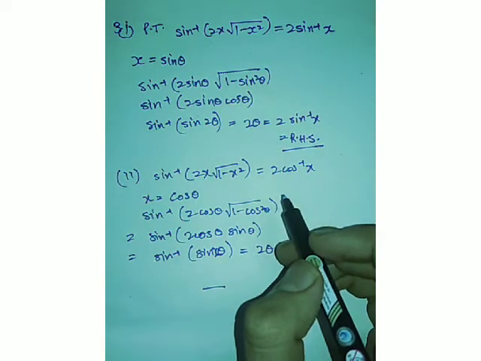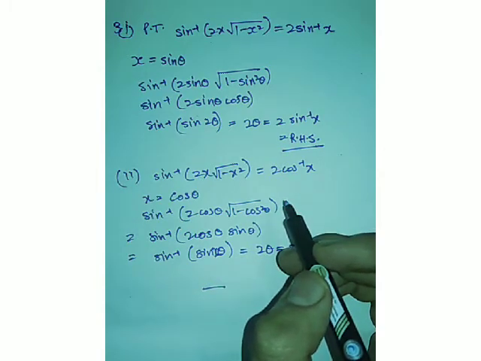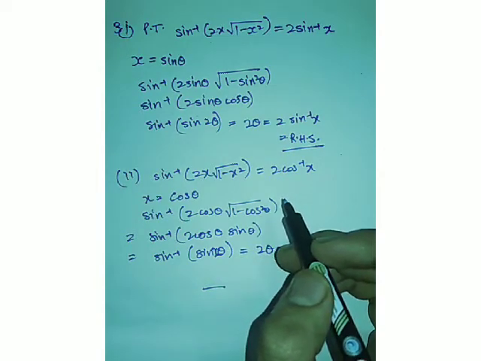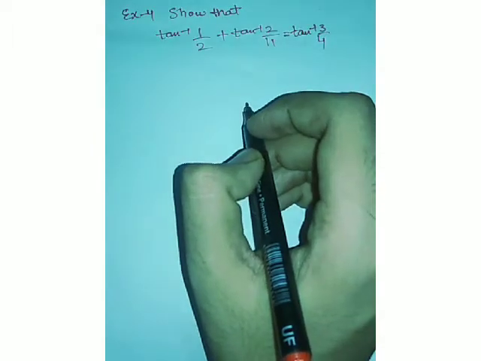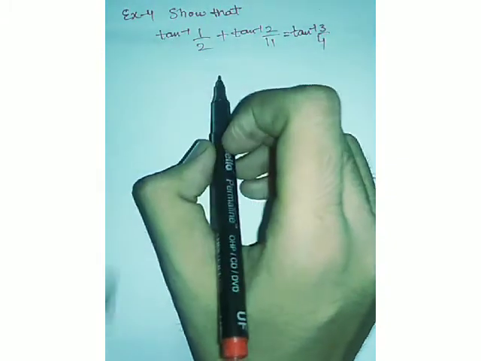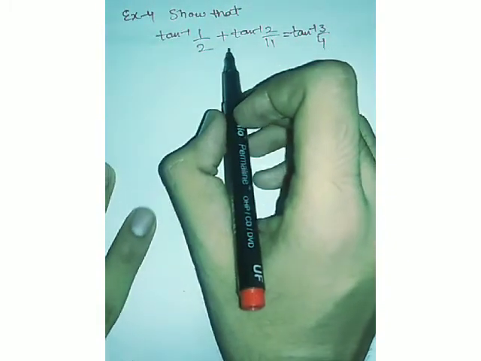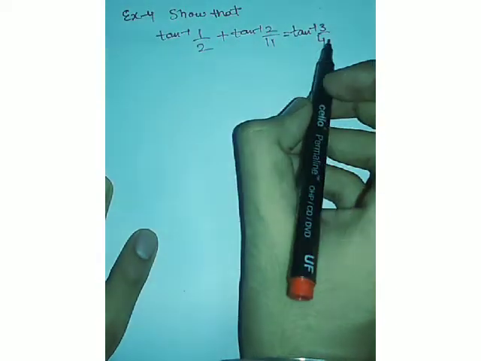You only have to know how to apply some of the identities, and of course you have to keep those identities in your mind before applying them to the sums, right? So let's move ahead. This is our following example. In this example, we have to prove that tan inverse 1 by 2 plus tan inverse 2 by 11 is equal to tan inverse 3 by 4.